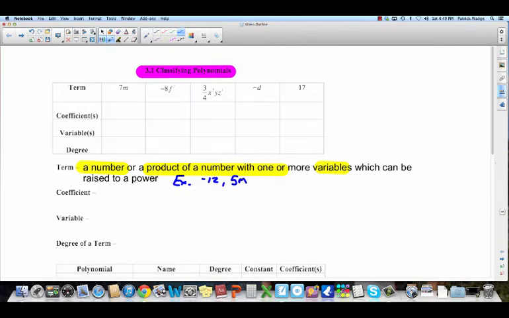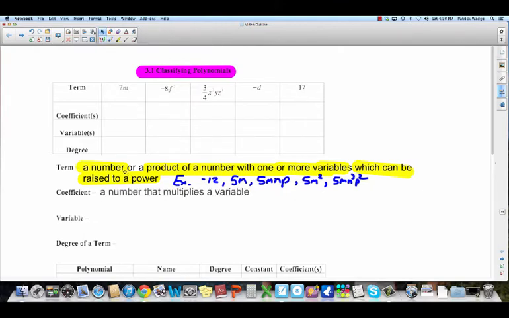But notice it actually says one or more variables. So another term could be something like 5mn or 5mnp. This means 5 times m times n times p, right? So it's a product of a number with a whole bunch of variables. And there's this last piece which can be raised to a power. So all these variables here, or some of them, doesn't have to be all of them, could be raised to powers. So it could be 5m squared, or it could be 5mn cubed p squared or something. These are all terms.